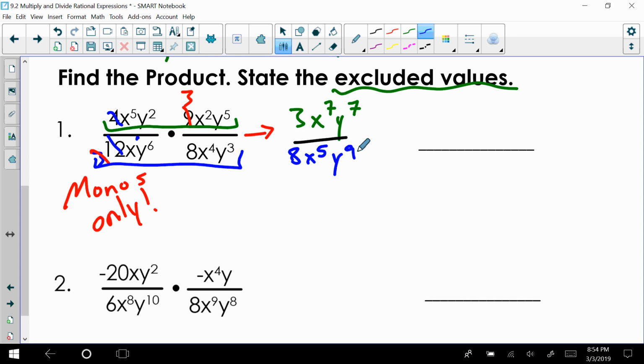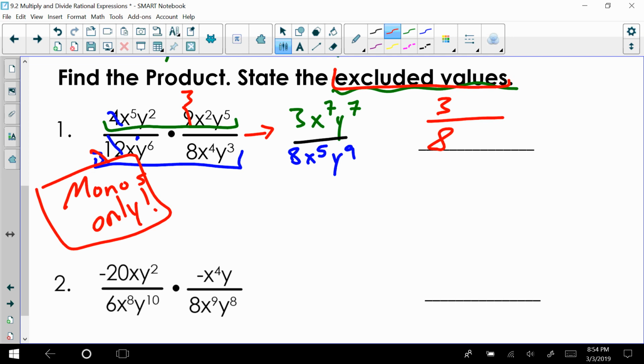I like to do this only on monomials again, only on monomials. Here I've already canceled the 3 and the 8. Well, then clearly I'm going to have a 3 up top and an 8 down here on the bottom. Okay. Now, what I want to do is I actually think I'll do the excluded values too.